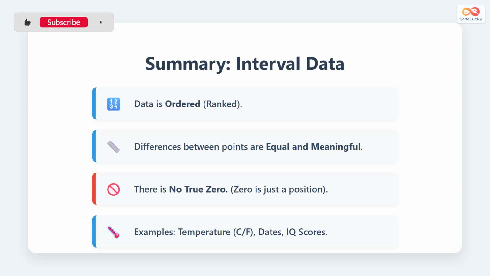Let's summarize what we have learned. Interval data is ordered. The differences between points are equal and meaningful, and there is no true zero. 0 is just a position on the scale. Common examples include temperature scales like Celsius and Fahrenheit, dates, and IQ scores.